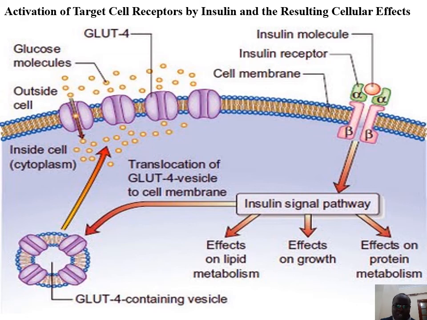Then it can cause translocation of GLUT4 vesicles. In these cells, they have GLUT4 containing vesicles in the cytoplasm. In the absence of insulin, the GLUT4 will be found within the membrane of the vesicles, but with the presence of insulin, they will be translocated. Then they will be embedded within the plasma membrane of these particular cells. Then the cells are opening up to allow movement of glucose. Glucose will start entering the cell. That's how it works.